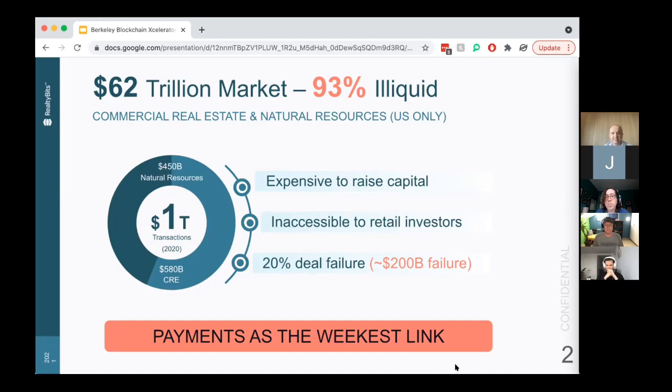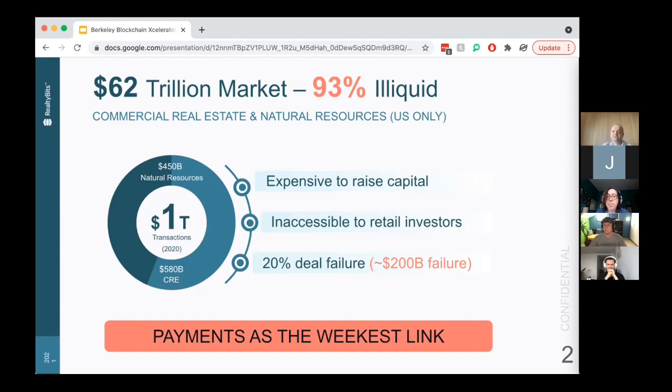It's very limited to the type of owners that typically buy commercial real estate buildings or a gold mine or an energy well or a copper mine. It's usually large institutional investors. And it has a very high failure rate. On average, 20% of transactions fail in the real world asset marketplace. And that's the equivalent of about $200 billion, because last year, on average, there was $1 trillion in private transactions that happened in this market.